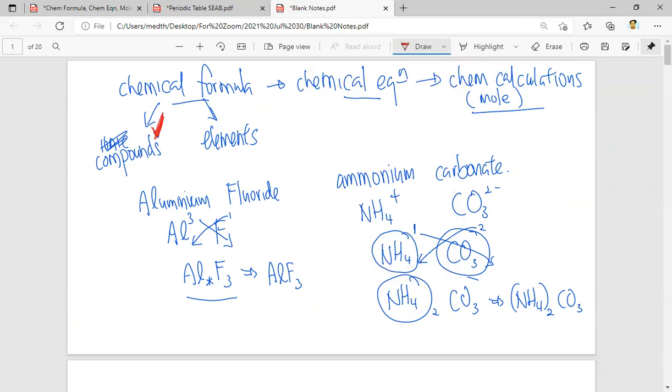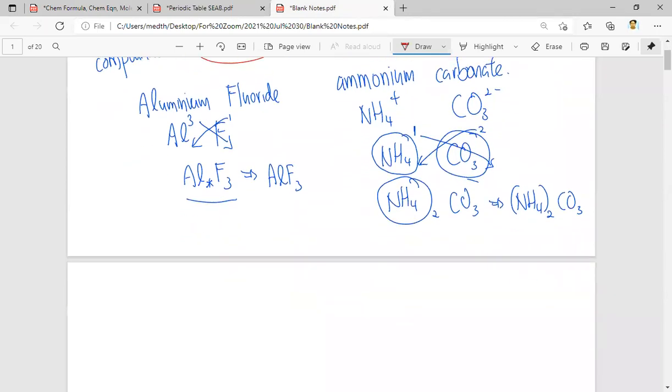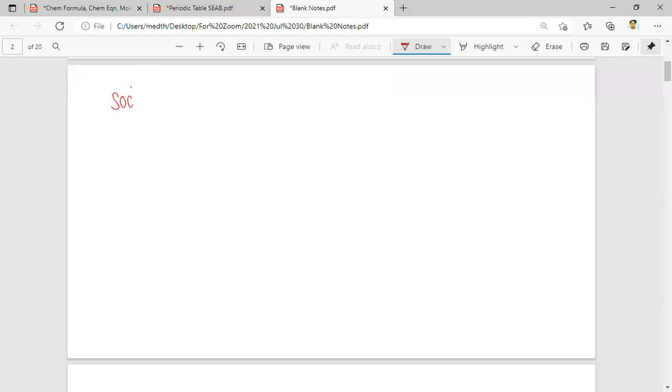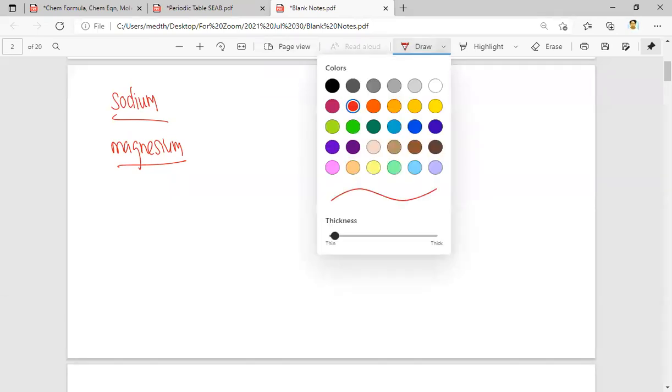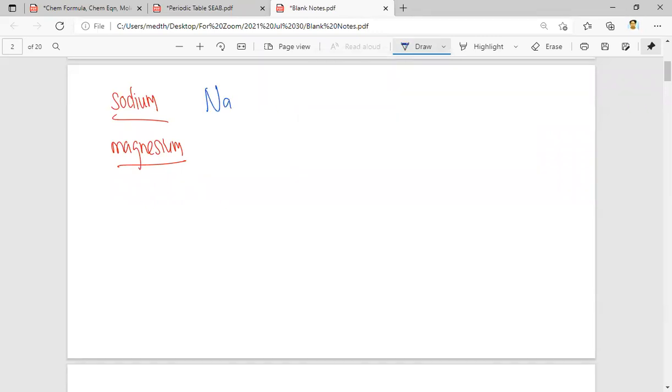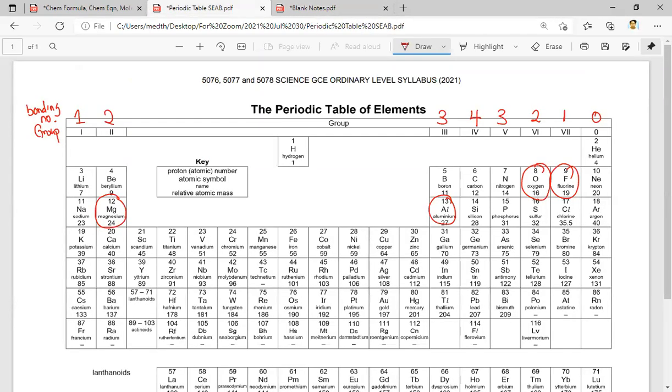Now the question is, what if it's just purely an element? It's not a compound. It never bonds to anything. What are examples of chemical formulas for an element alone? For example, sodium. What's the chemical formula of this element? You can also ask for magnesium. These elements are not bonded to anything. They just say, what's the chemical formula for sodium? For sodium, it will just be Na. For magnesium, it will just be Mg. Where did I get all this? Literally from your periodic table.